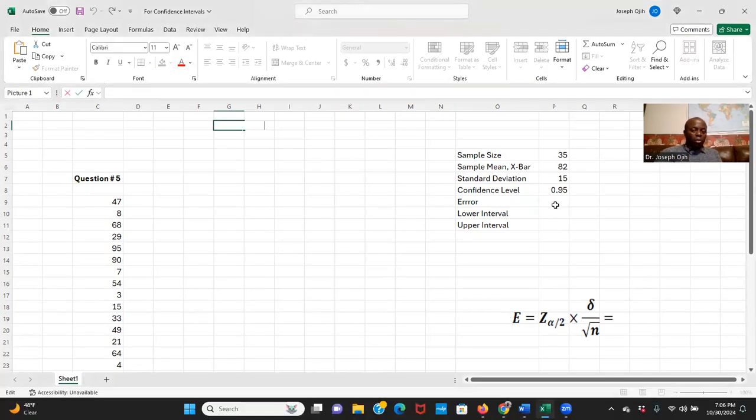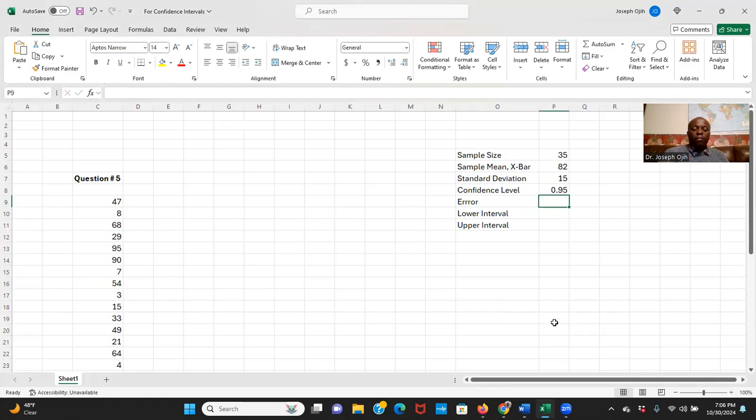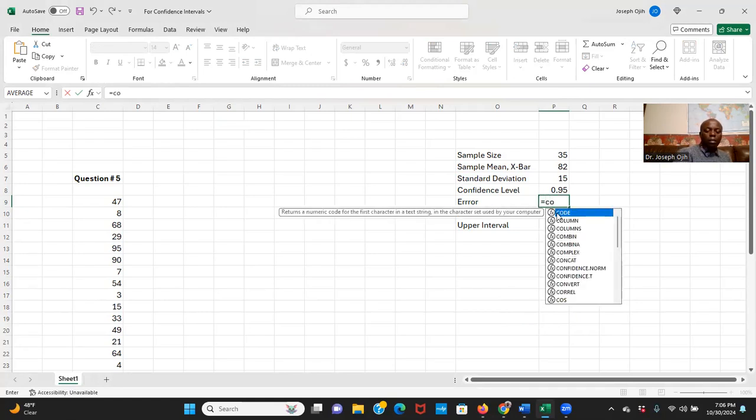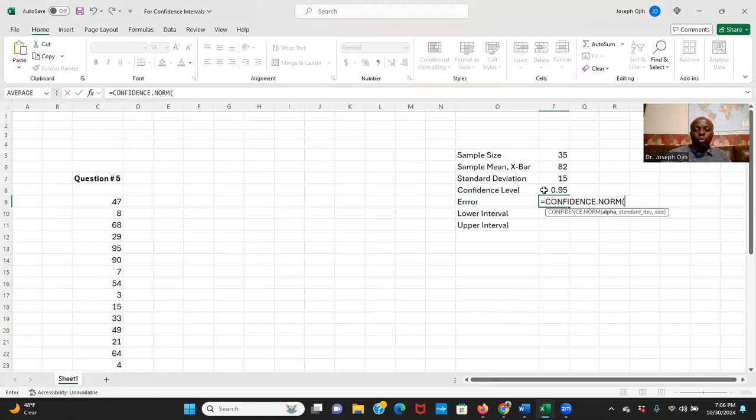So that means the error equals, now because we're using Excel, we don't need this. I'm gonna remove it as a matter of fact. Equals, just type CONFIDENCE.NORM, see, it comes out. Double click. Now for the alpha, use 1 minus this confidence level. So 1 minus, then click on the confidence level. Comma. For the standard deviation, click on the 15, comma. For the sample size, you click on 35. Close it with closing parentheses.